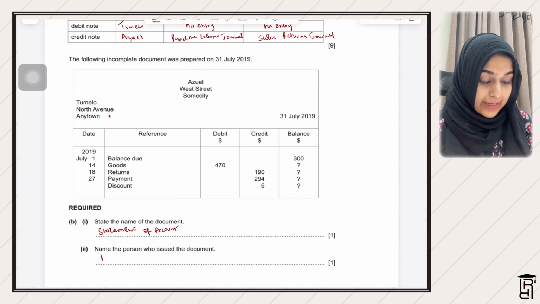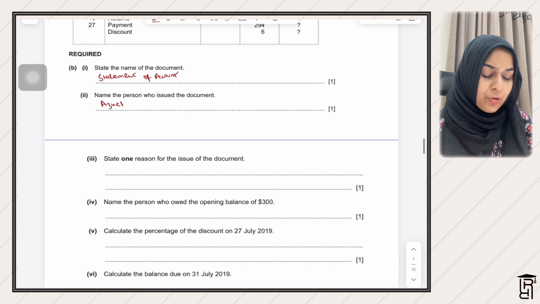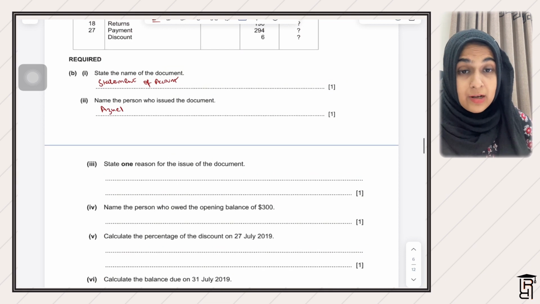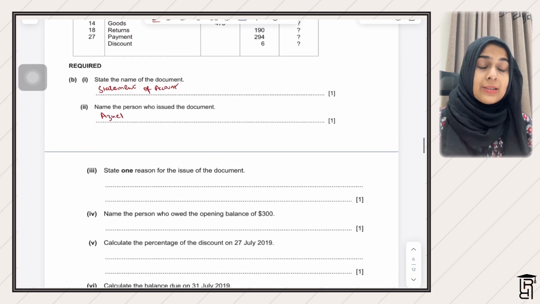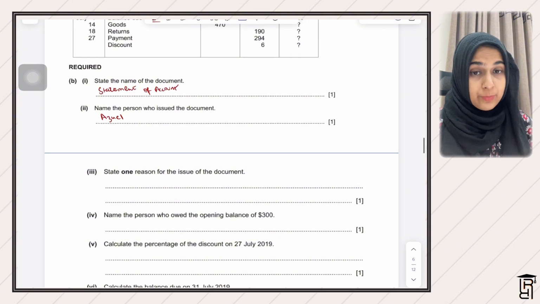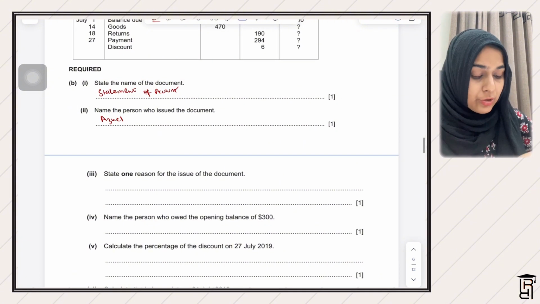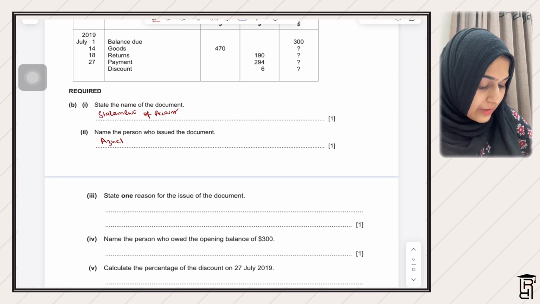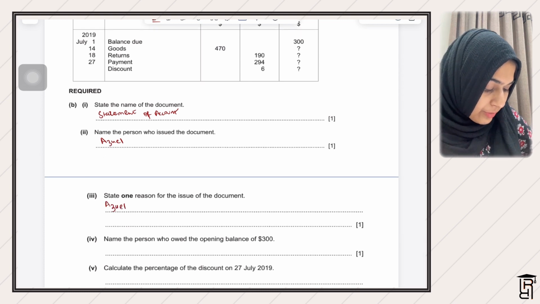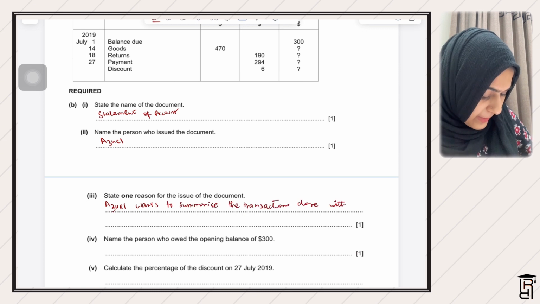And then they are saying state one reason for the issue of the document. The reason for a statement of account is that you summarize all the transactions with a particular customer. It also reminds the customer of the amount due. So I'll write here Aswell wants to summarize the transactions done with Tamello.